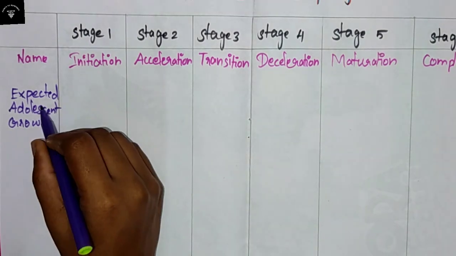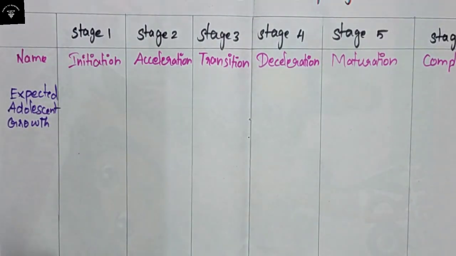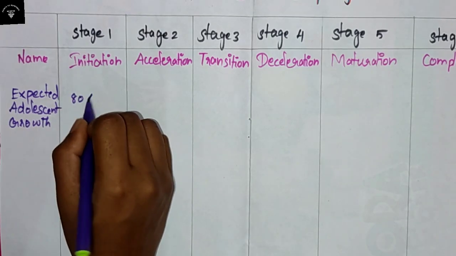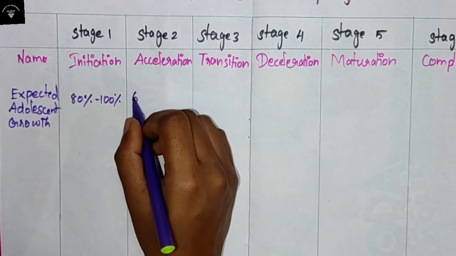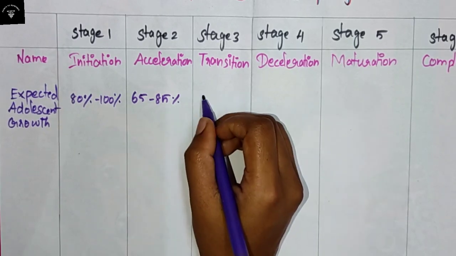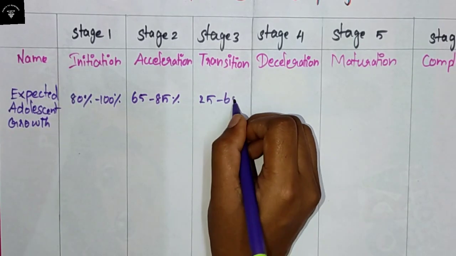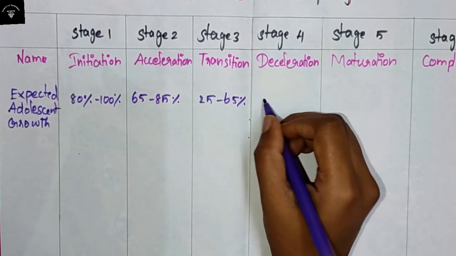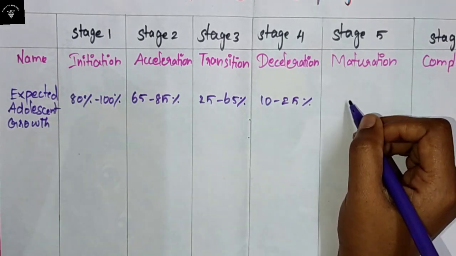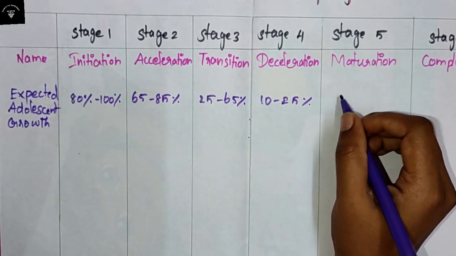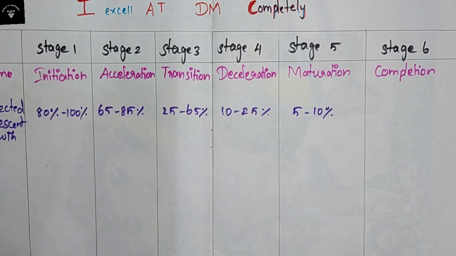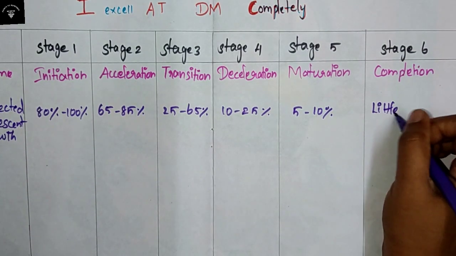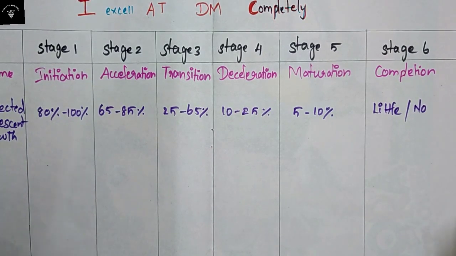First, we can see the expected adolescent growth in all these 6 stages. What is the expected adolescent growth in stage 1? It is around 80% to 100%. In stage 2 it is 65 to 85%. In stage 3, it is 25 to 65%. Stage 4, it is 10 to 25%. And in stage 5, it is 5 to 10%. In stage 6, it will be little, or there will be no expected adolescent growth.